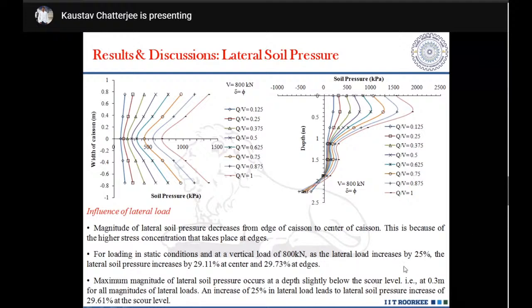Why have I said that the lateral load rises? Because my V is basically constant. V is 800 kilonewton, so my Q is actually rising. Similarly, if I consider along the depth of the caisson, truly speaking the maximum soil pressure should have been at the top. However, since no overburden pressure is acting, we have the maximum soil pressure at a certain depth below, around 0.3 meters below the scour depth. So the maximum magnitude of lateral soil pressure occurs at a 0.3 meter depth slightly below the scour level for all magnitudes of lateral load. Similarly, if we increase the lateral load by 25%, the magnitude of lateral soil pressure will increase.